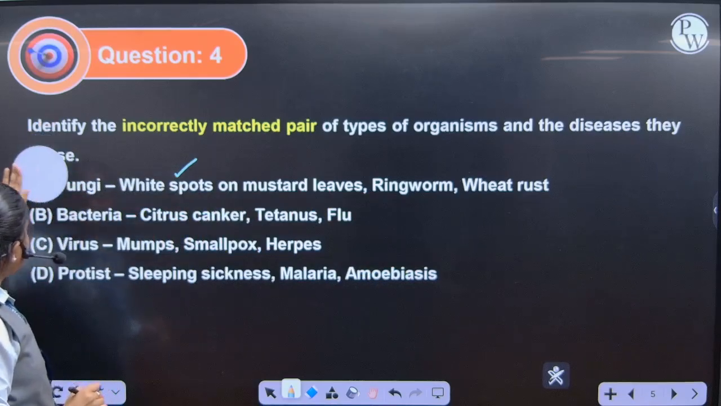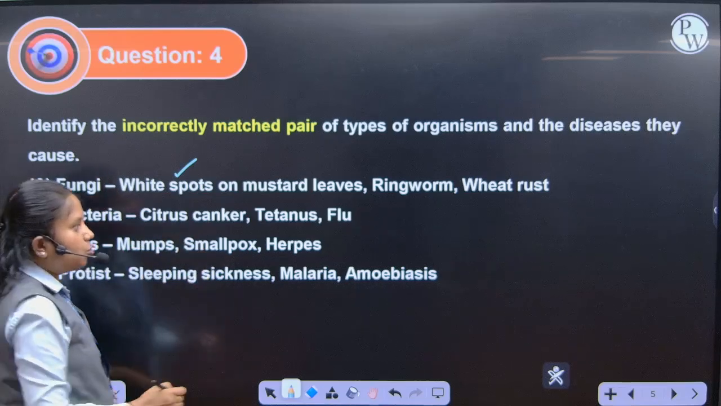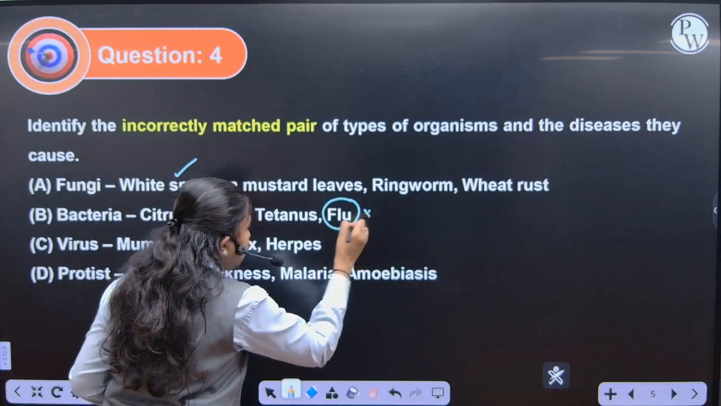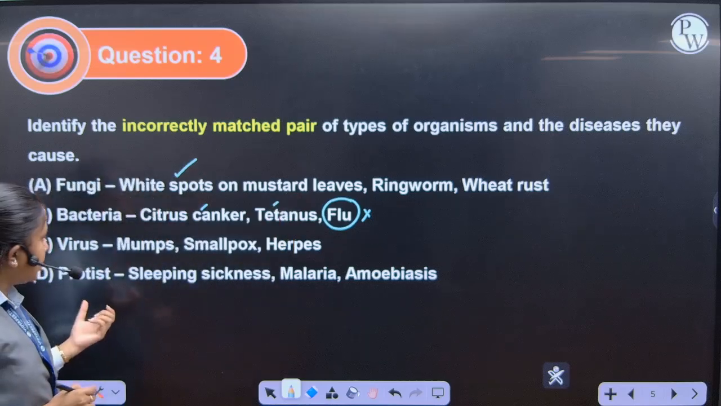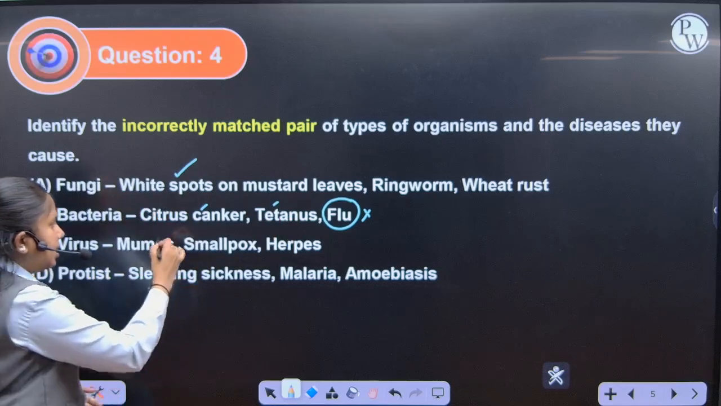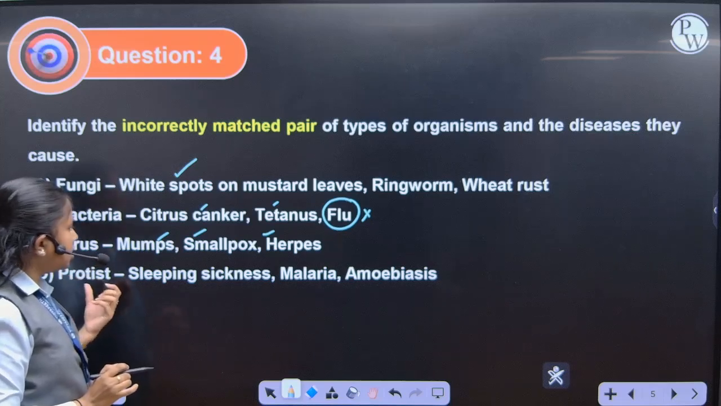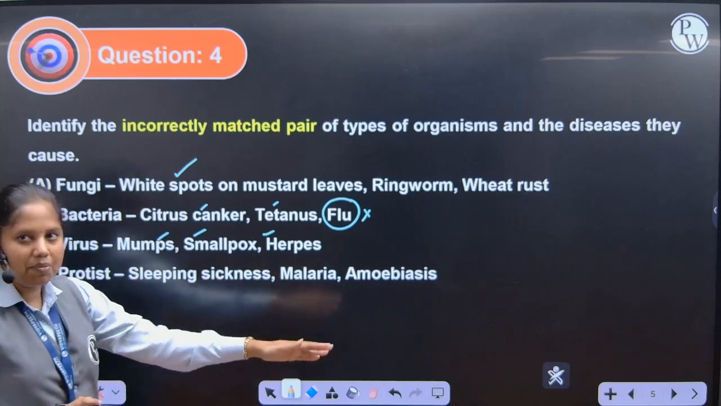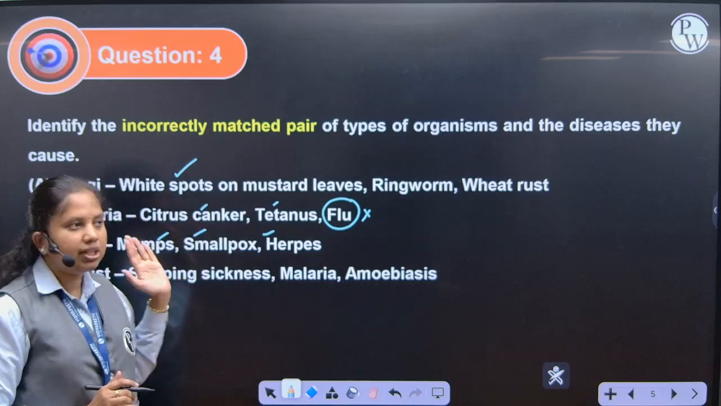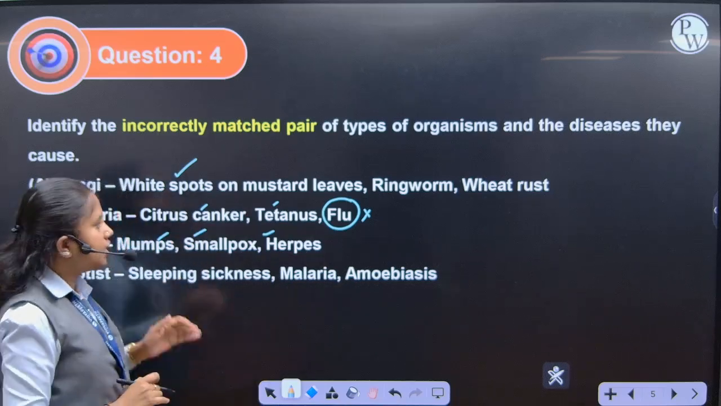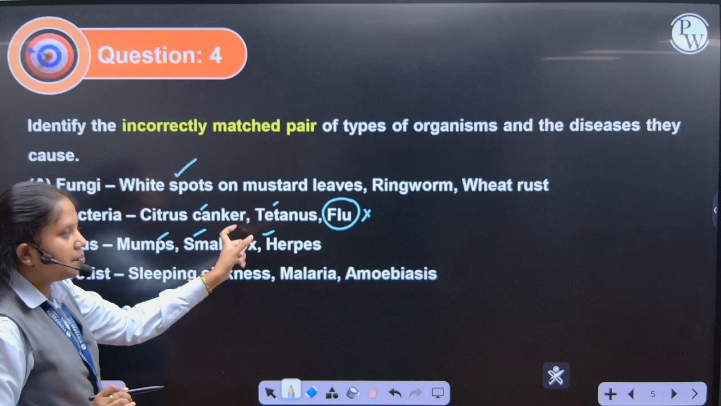Then we have option B where we have bacteria, which they say citrus canker, tetanus and flu. Here flu is not caused by bacteria, whereas the others are caused by bacteria. Option C says virus, mumps, smallpox, herpes. Yes, everything is caused by virus. Again we have the last option which says protista, sleeping sickness, malaria and amoebiasis. Yes, we have trypanosoma, sporozoans as well as entamoeba histolytica, all of which are protozoans. So here the correct answer will be option B because that only has a mismatched pair.